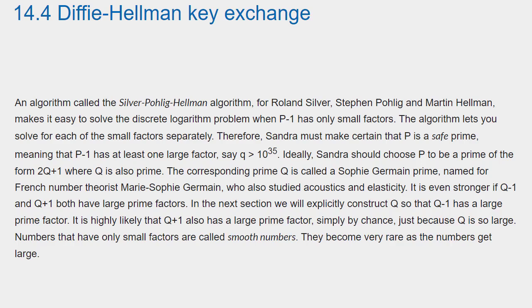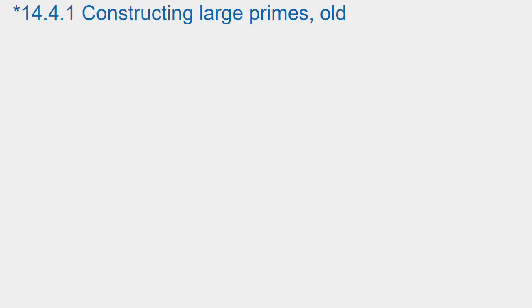In the next section, we will explicitly construct q so that q-1 has a large prime factor. It is highly likely that q plus 1 also has a large prime factor, simply by chance, just because q is so large. Numbers that have only small factors are called smooth numbers. They become very rare as the numbers get large.